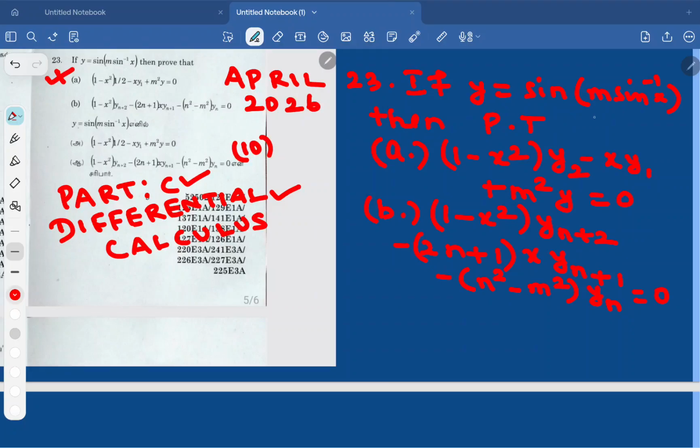The problem is given as: if y equals sine of m sine inverse of x, then we have to prove 1 minus x square y2 minus xy1 plus m square y equal to 0, and then 1 minus x square yn plus 2 minus of 2n plus 1 xy n plus 1 minus of n square minus m square yn equal to 0. We have to prove these two equations. This is equation 1, this is equation 2.